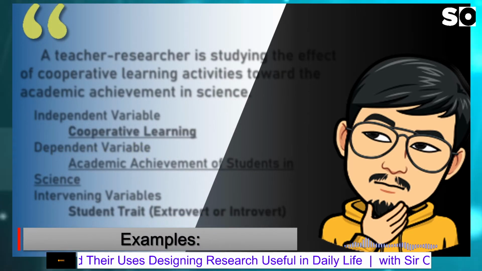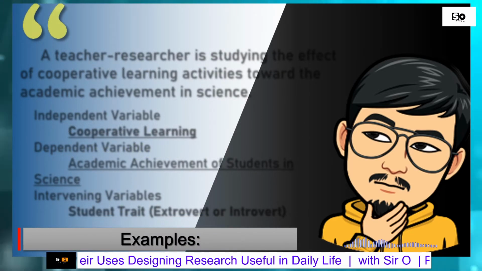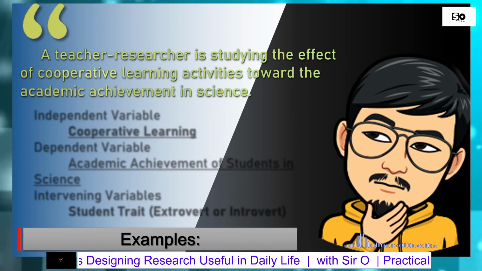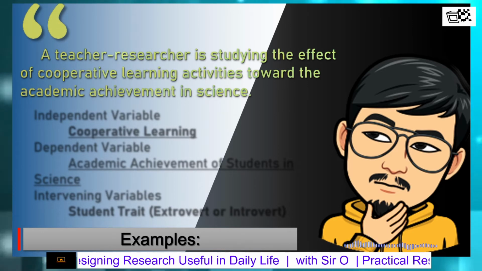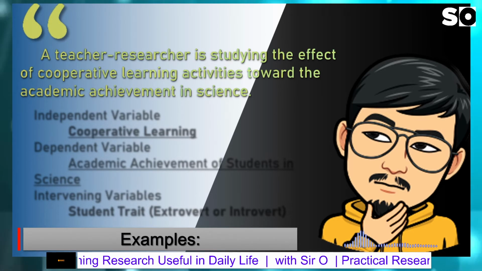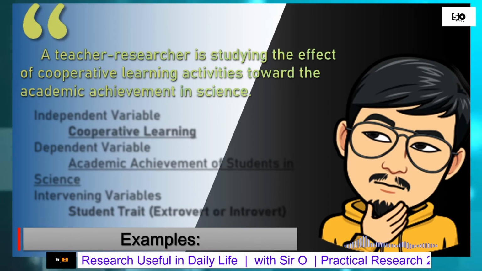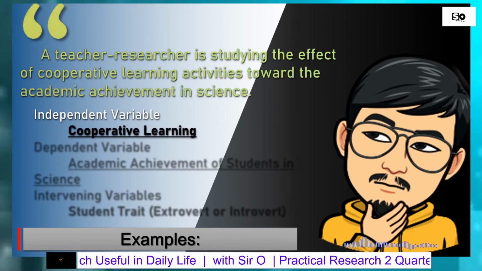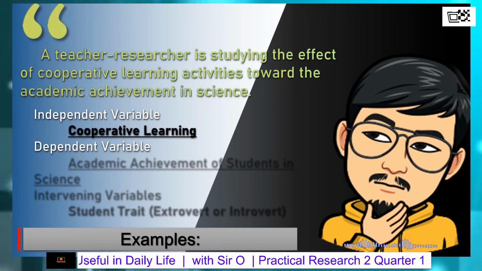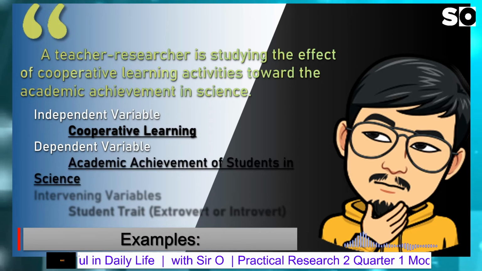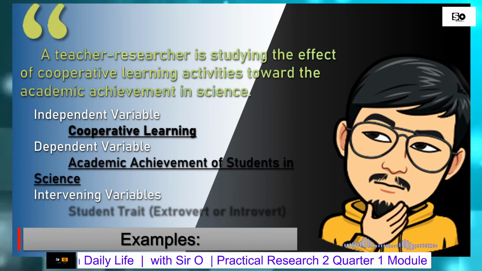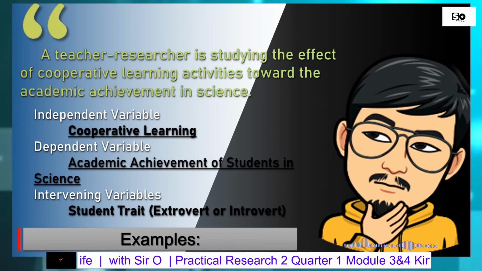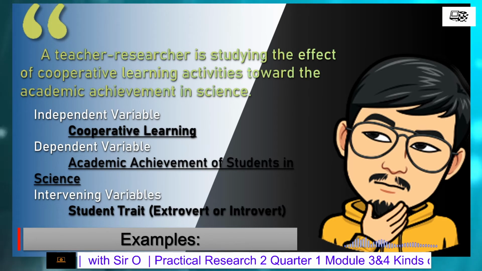Here are examples showing three kinds of variables. Example research. A teacher researcher is studying the effect of cooperative learning activities towards the academic achievement in science. The independent variable here is the cooperative learning. Dependent variable is the academic achievement of a student in science. And the intervening variable is the student trait: is the student either extrovert or introvert?